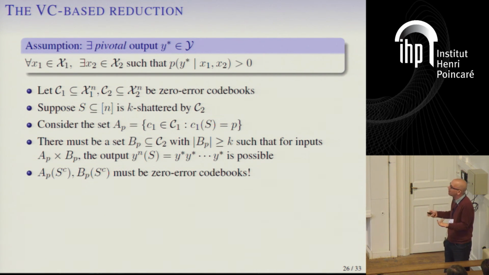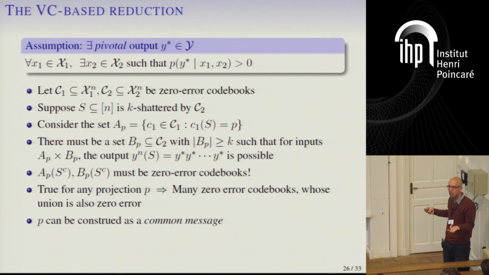So that means that the complementary coordinates must be zero error codebooks. Now this holds true for any P. So basically what you've done is take the zero error codebook and partition it into many small zero error codebooks based on this projection P. This projection P can be construed as a common message. If you decide what P is, then you could use the zero error codebook that you like, and the receiver would be able to decode P as well.